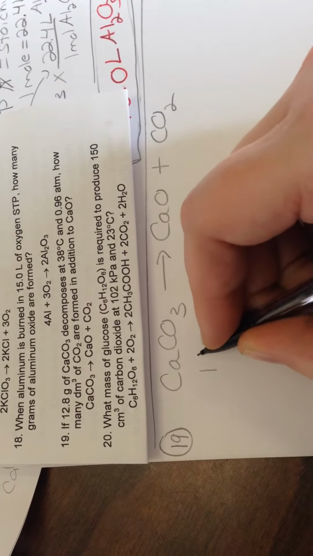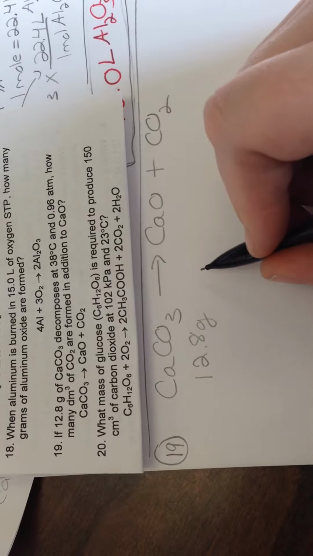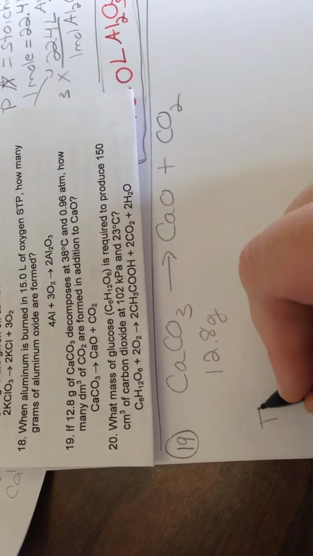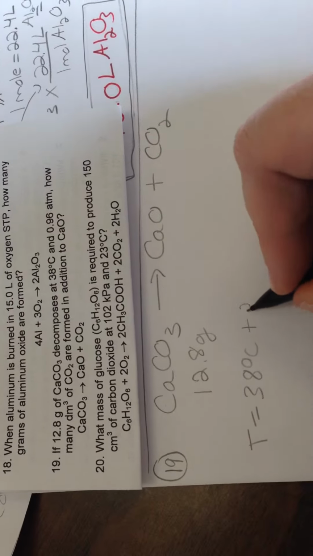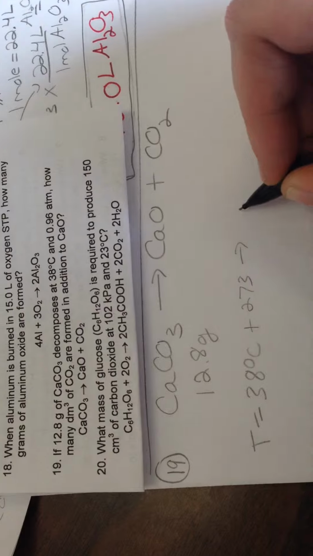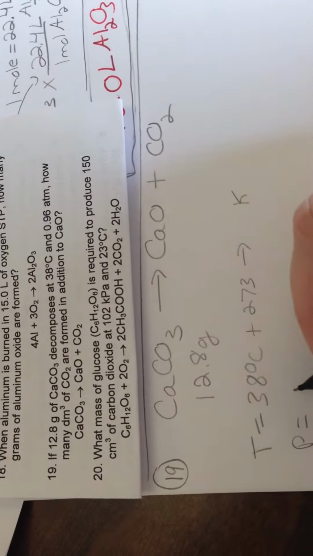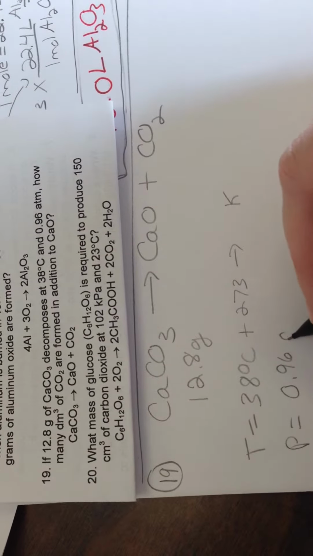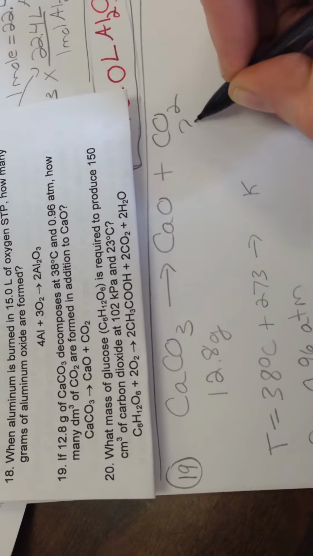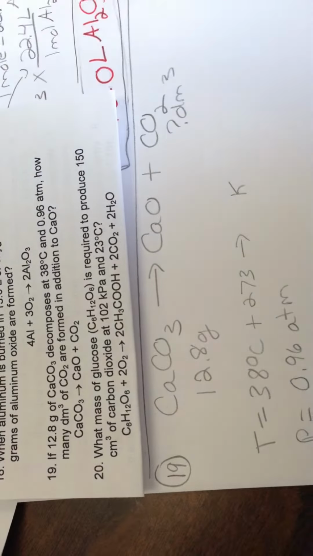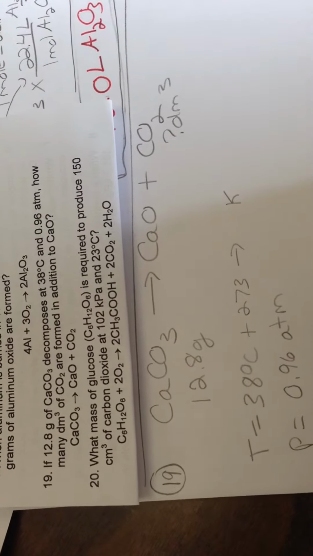Number 19 says if we have 12.8 grams of calcium carbonate at a temperature of 38 degrees C, and we know when we see degrees C, we add 273 to give us Kelvin. Our pressure is 0.96 atmospheres. We want to know how many decimeters cubed of carbon dioxide are formed.